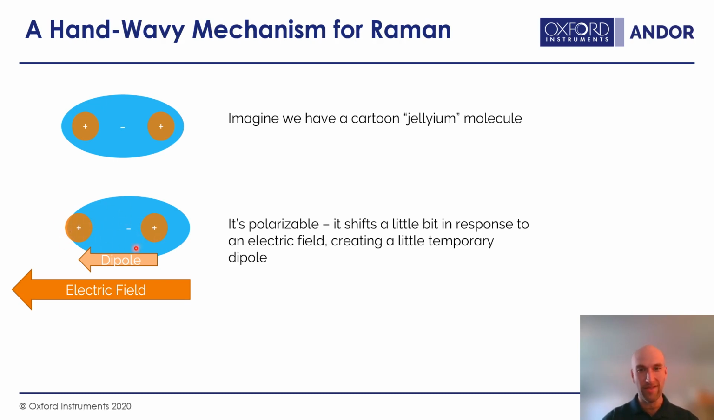and we'll have a little two-pole system that we've induced there. So a little bit too positive on this side, a little bit too negative on this side. So it is polarizable. It shifts in response to an electric field, creating a little temporary dipole. And I hope I've drawn both the direction of the dipole and the electric field correctly there. I can never remember the convention.